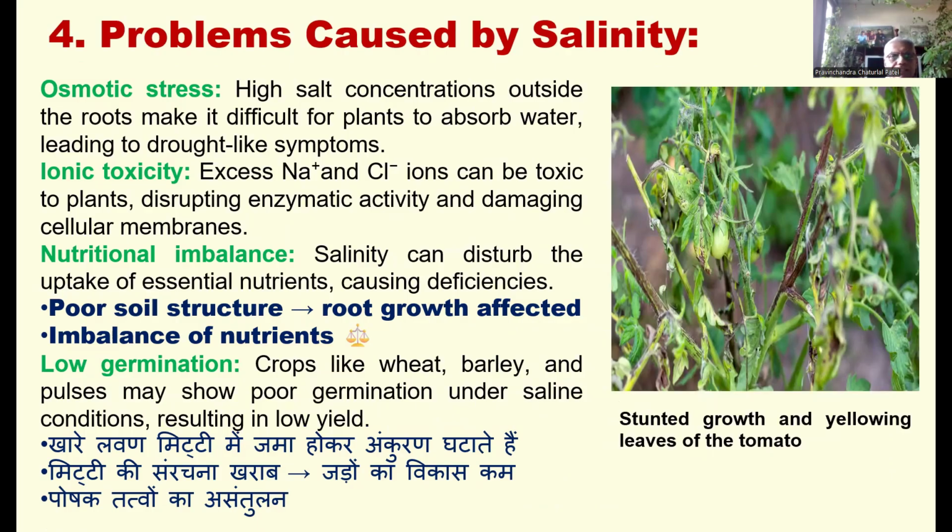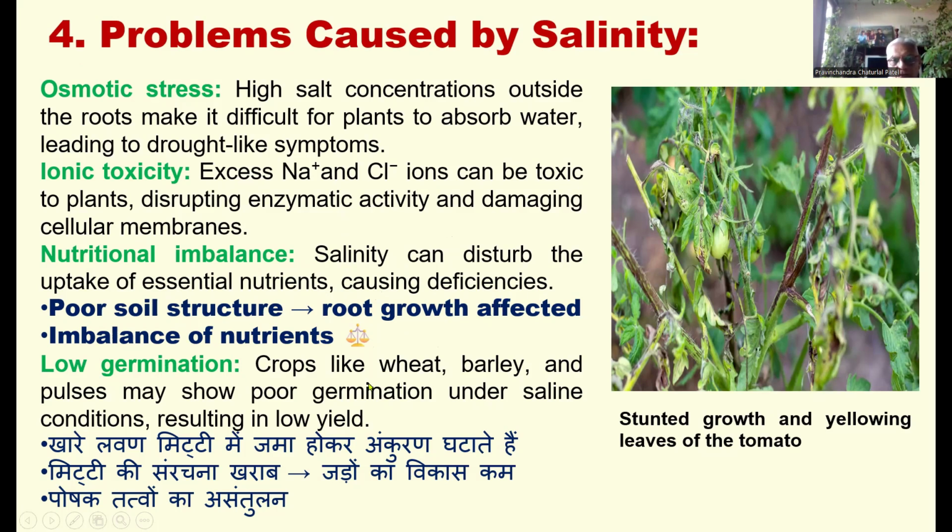Problems caused by salinity: osmotic stress. High salt concentration outside the root makes it difficult for plants to absorb water, leading to drought-like symptoms. Toxicity: excess sodium and chlorine ions can be toxic to plants, disturbing enzymatic activity and damaging cellular membranes. Nutritional imbalance: salinity can disturb the uptake of essential nutrients, causing deficiency, because the plant will not take up balanced nutrition. So there will be poor soil structure, root growth affected, and imbalance of nutrients.